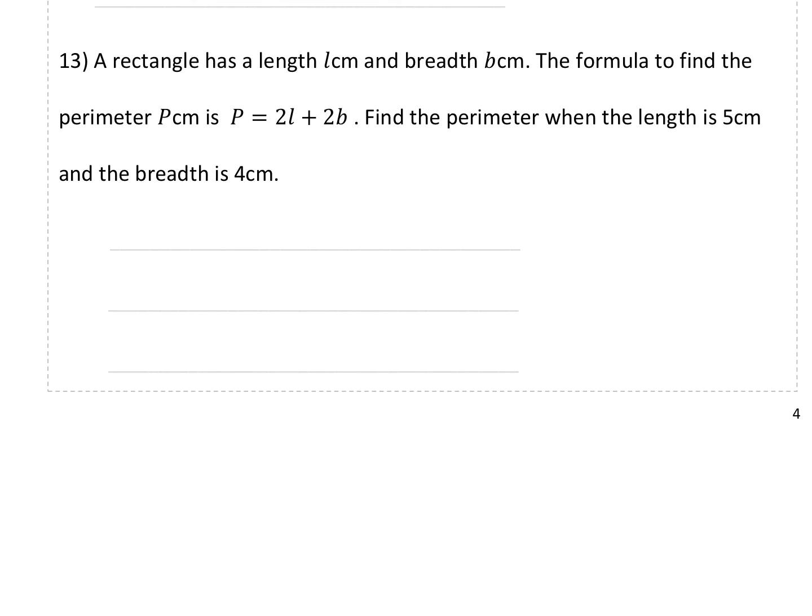Example 13. A rectangle has a length L centimeters and breadth B centimeters. I'm just going to draw that out so I know what's happening. So the length is L and the breadth is B. The formula to find the perimeter, P, is P equals 2L plus 2B. Find the perimeter when the length is 5 and the breadth is 4.